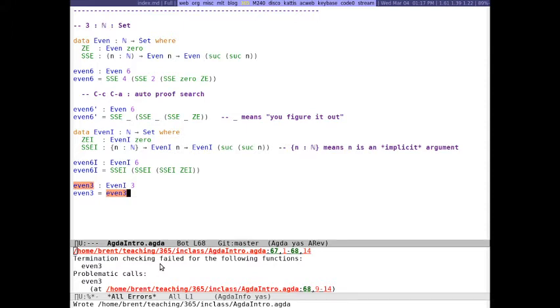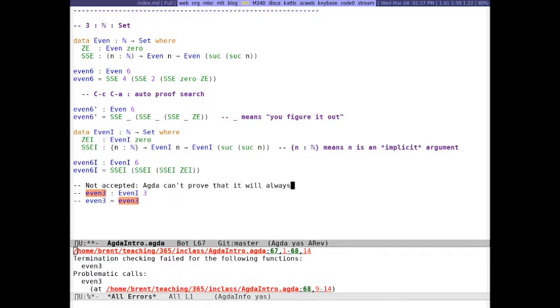I do know of some programs that are easy to write in other languages, where you have to do really convoluted things to convince Agda that they do, in fact, terminate. For example, writing merge sort is kind of tricky. But you can do it. And so, not accepted. Agda can't prove that it will always terminate.